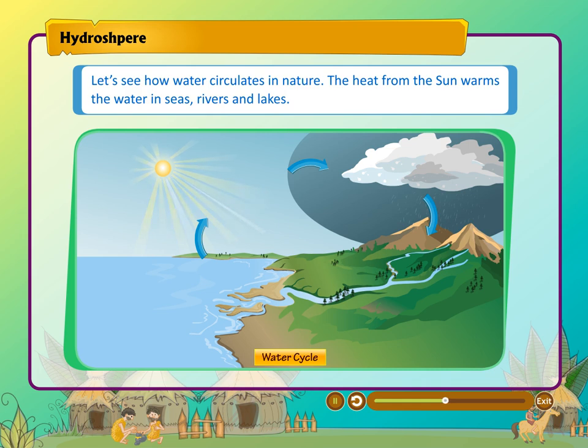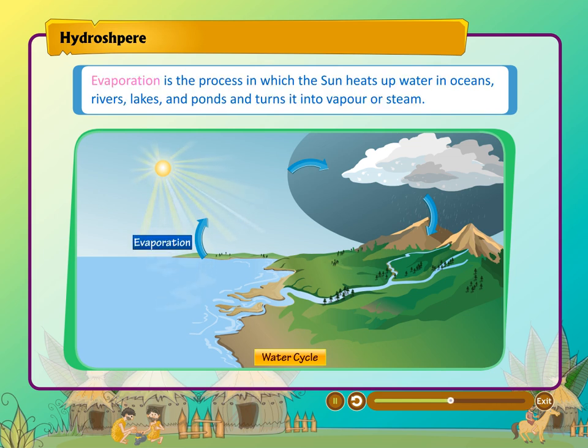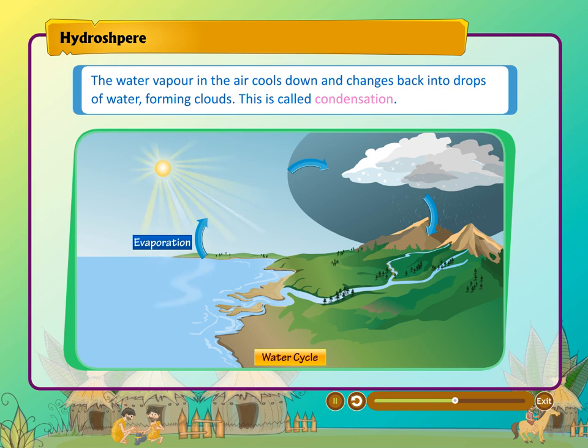The heat from the sun warms the water in seas, rivers, and lakes. The water changes into water vapor. Since water vapor is lighter, it rises up in the sky. Evaporation is the process in which the sun heats up water in oceans, rivers, lakes, and ponds and turns it into vapor or steam. The water vapor in the air cools down and changes back into drops of water, forming clouds. This is called condensation.